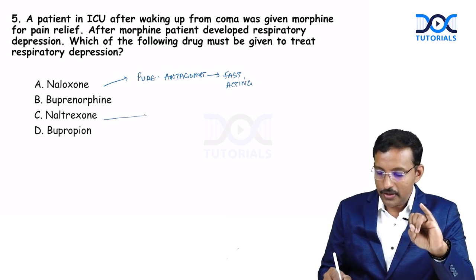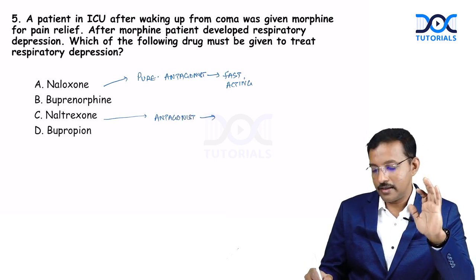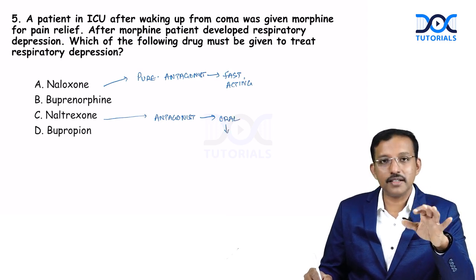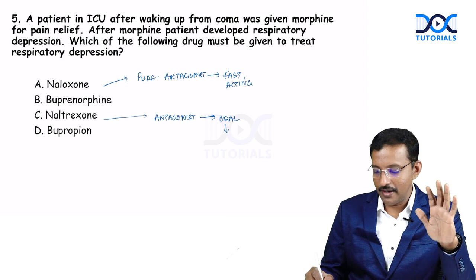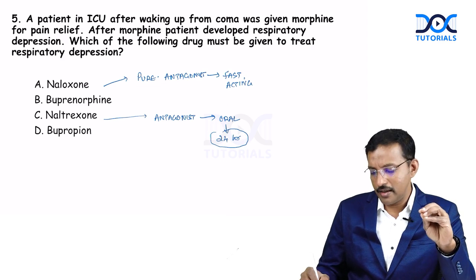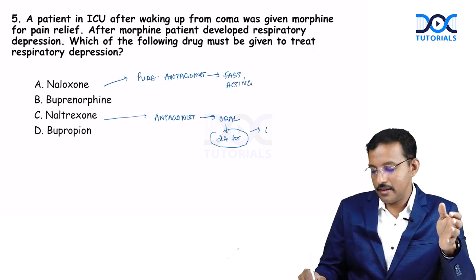While naltrexone is also a pure antagonist, the problem is it is actually slow in action. Most of the time it is oral and it takes some time to act. Respiratory depression, we need to treat immediately. The advantage is that it will persist for a longer duration, 24 hours it can act. It is essentially used while treating opioid addictions. Opioid addiction management is what it is currently used for.